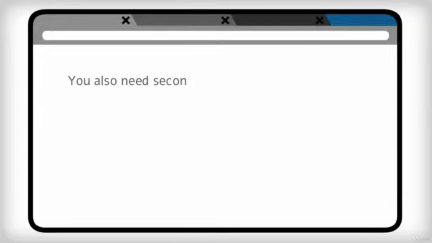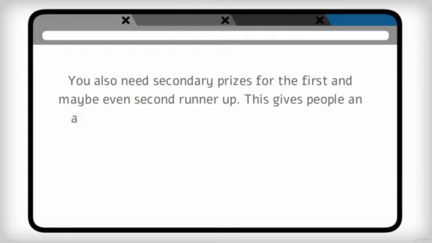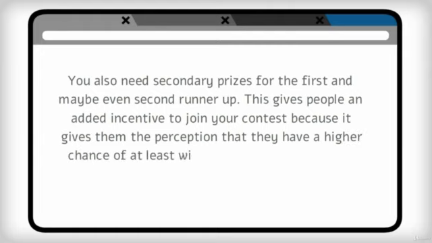You also need secondary prizes for the first and maybe even second runner-up. This gives people an added incentive to join your contest because it gives them the perception that they have a higher chance of at least winning something out of the deal.